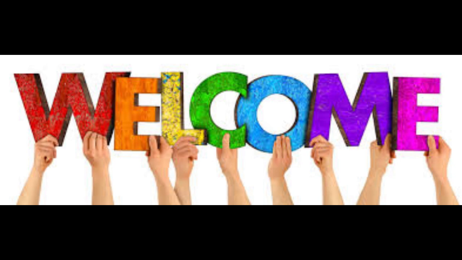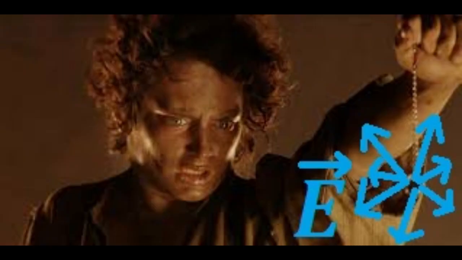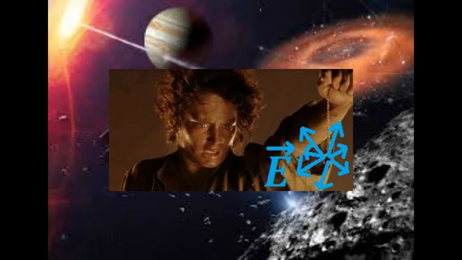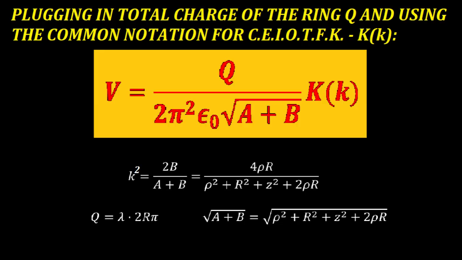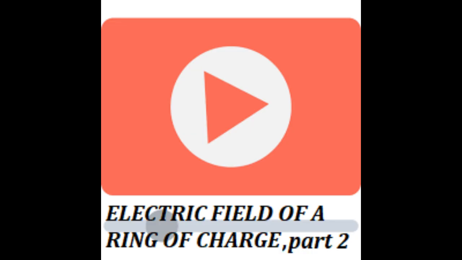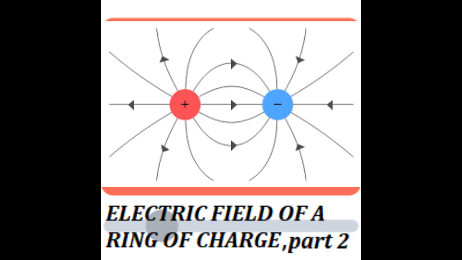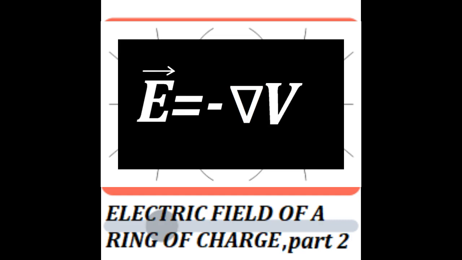Welcome to the continuation of our adventure to find the electric field of a ring of charge everywhere in space. In part 1 we derived the solution to electric potential due to a uniformly charged ring everywhere, and in this video we're going to find the expression for the field by taking the negative gradient of the potential.